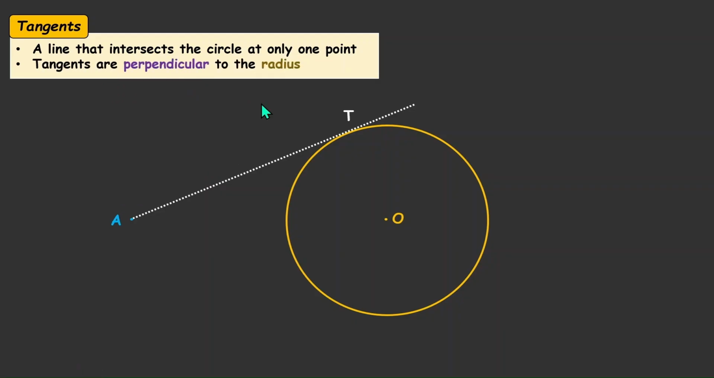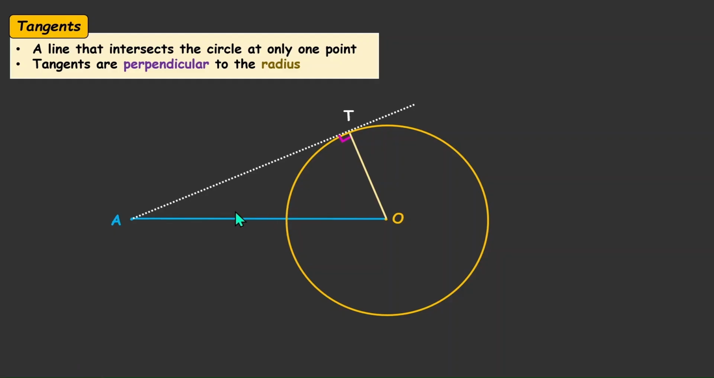Another property of tangents is that tangents are perpendicular to the radius. So if at this point we make the radius of the circle, so this is the radius, then this would be 90 degrees. And now let's join the line between the external point and the center. So we'll make AO here. And now this gives us a good idea of what an approach can be to construct the tangent.